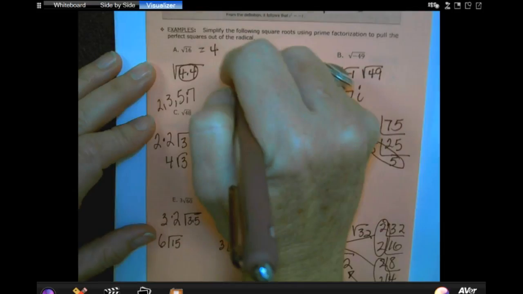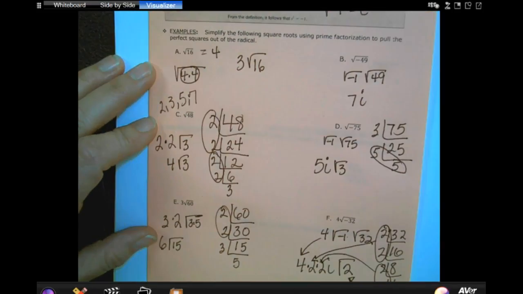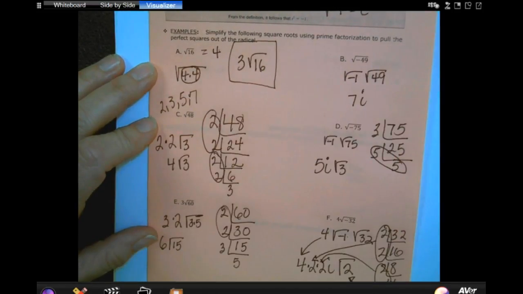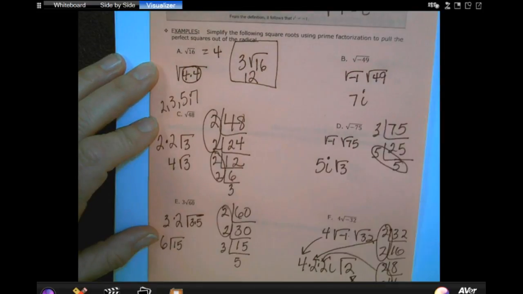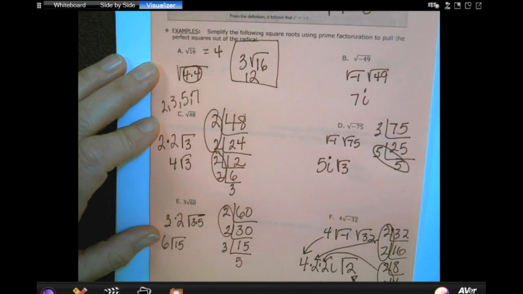Okay, what if I would have had this one? If that's a problem, what would I do? Why can't I? What's the square root of 16? What's 3 times 4? So it's a perfect square. You just take the answer and multiply by what's in front. Okay? All right.